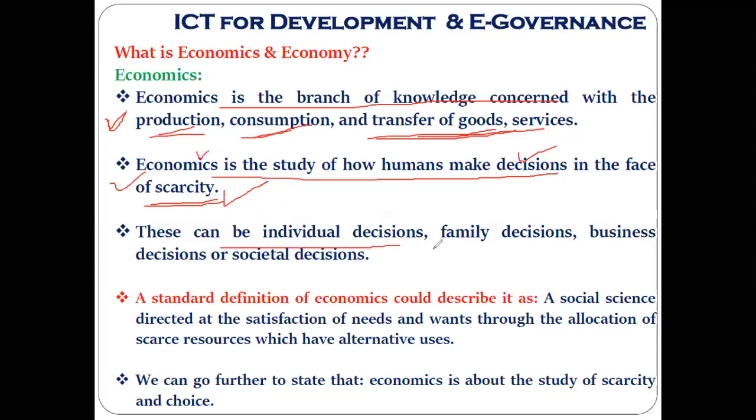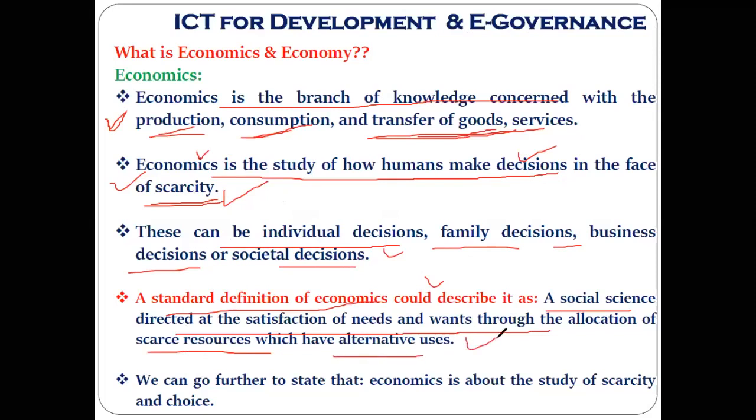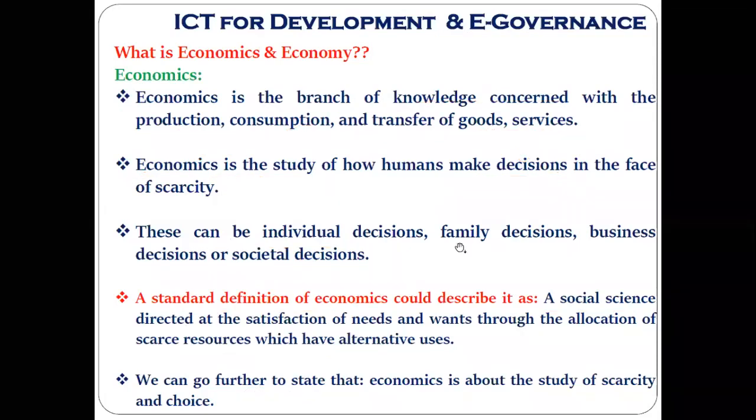So a decision can be an individual decision, family decision, business decision, government decision, society decision, etc. Now here the standard definition of economics is also mentioned. It is the social science directed at the satisfaction of needs and wants through the allocation of scarce resources which have different alternative uses. And further, another definition is mentioned here. It is a social science directed at the satisfaction of needs and wants through the allocation of scarce resources.